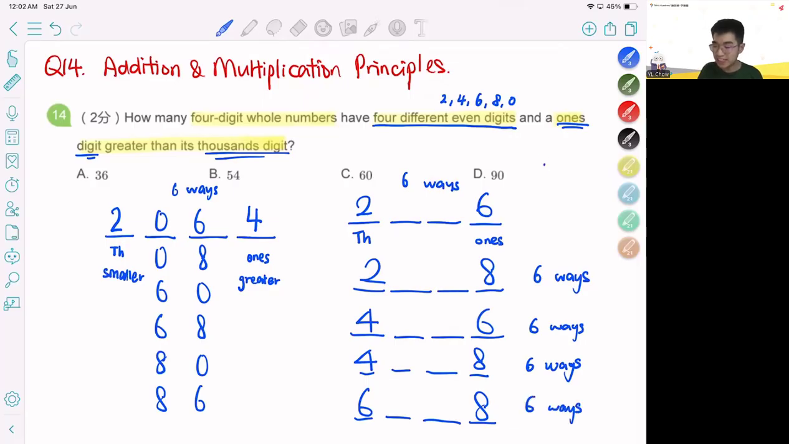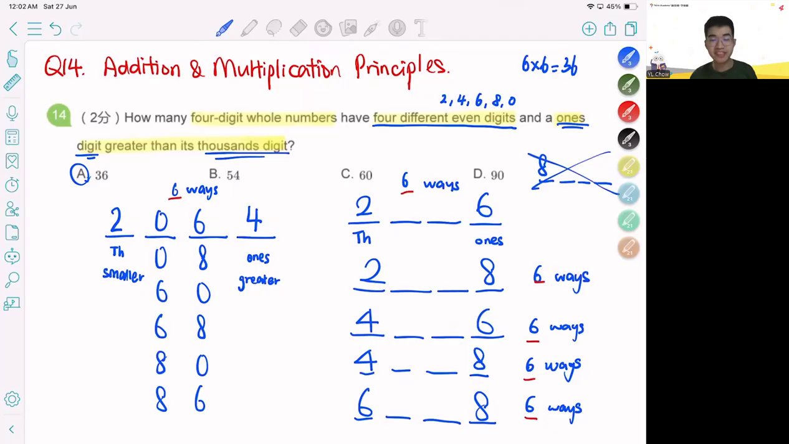Now, if I choose 8 as my thousands digit, then my ones actually cannot be any bigger than that, because 8 is already the largest we have. So I don't need to consider this case. So as you can see, we have 1, 2, 3, 4, 5, 6 choices, each with 6 ways. This is where your multiplication principle comes in. There are a total of 6 times 6 equals 36 ways to form these 4-digit whole numbers.